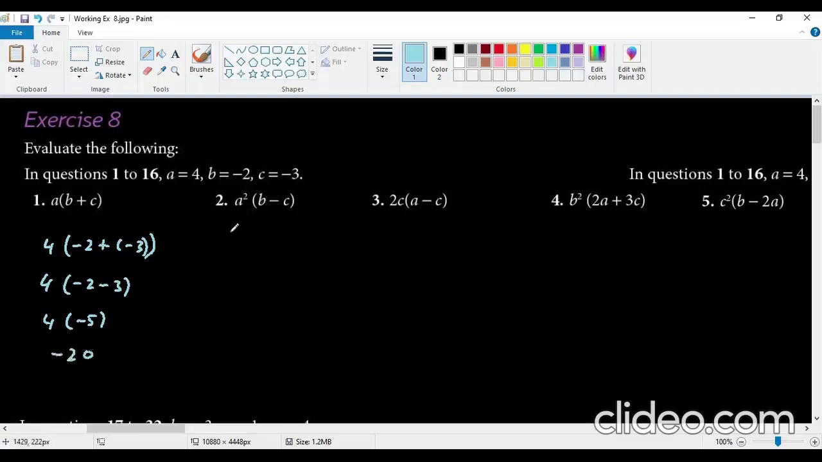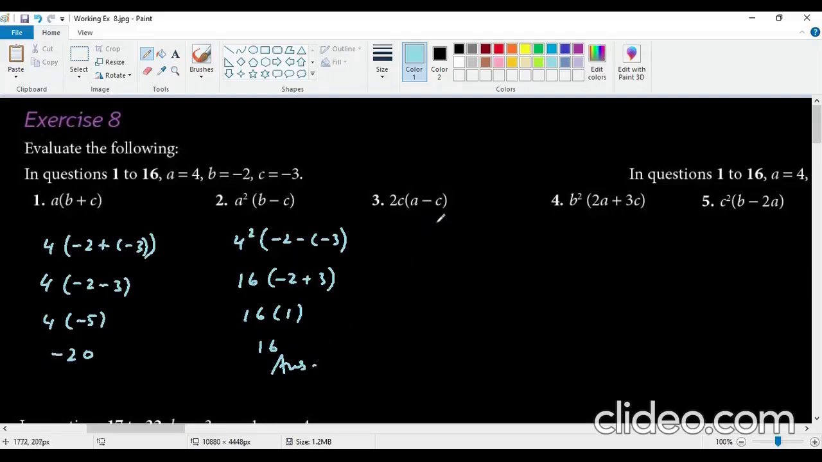Now in here the value of a is 4, so 4 is going to be 4 square. The b value is negative 2 minus the value of c, which is negative 3. So I'll be solving this way. 4 square is going to give you a 16, and negative 2 positive 3 is going to give you a plus 1. That means 16 is the answer for this question.